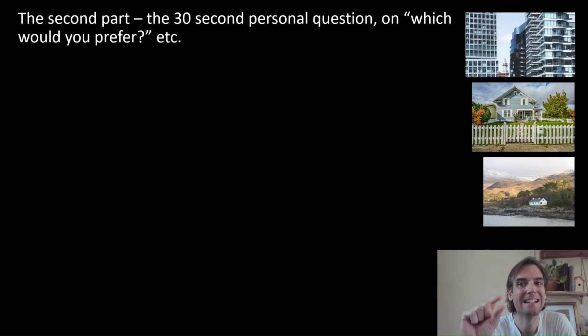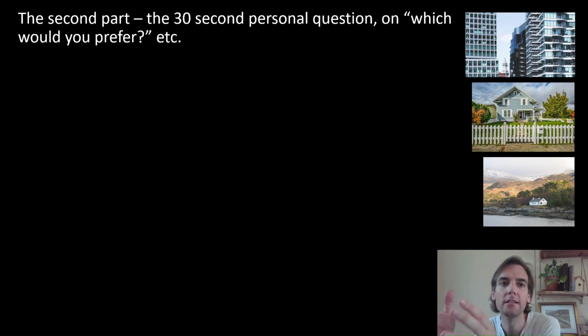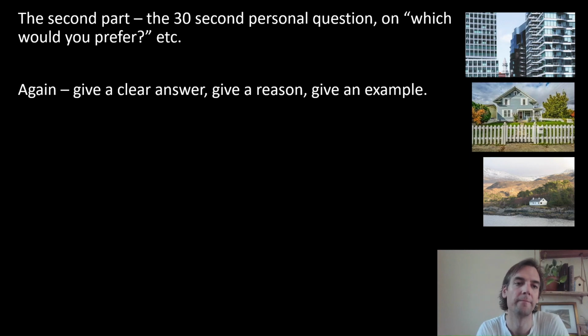Of course, there is one second part of part 2, which is after one person in the exam has described the photo, there is a question for the other person, which is normally like a little personal question on which would you prefer, which do you think is the best, the least, the most, whatever, some kind of little personal question. For this, it's about a clear answer, a reason, an example, 2 or 3 sentences.